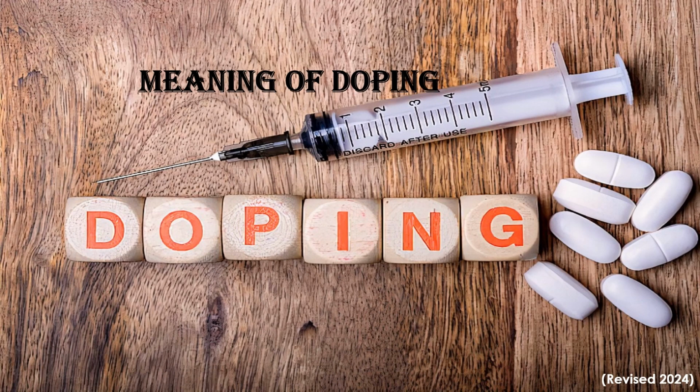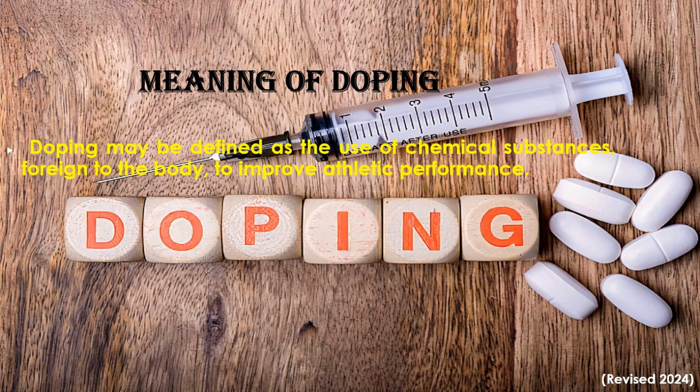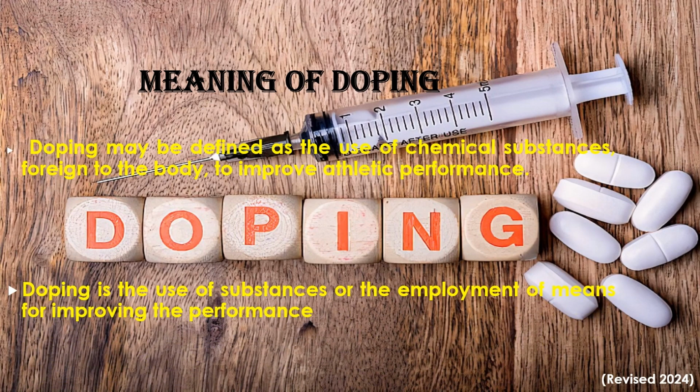Meaning of doping. Doping may be defined as the use of chemical substances foreign to the body to improve athletic performance. Doping is the use of substances or methods for improving performance.